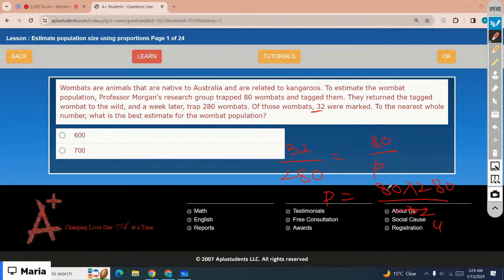8 times 4 is 32 and 8 times 10 is 80. 4 times 1 is 4 and 4 times 7 is 28 and 0. That is 70 times 10, and 70 times 10 equals 700. That means the estimated population was 700. Got it? The correct option is 700.